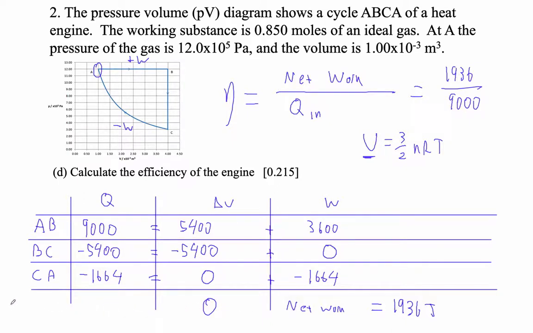So for the full cycle, for A, B, C, A, this is 1936 flow in. There's no net change in internal energy, and the net amount of work is this, right? Now keep in mind that we've, of course, wasted a bunch of stuff. So 1936 divided by 9,000 is 0.21511111111.